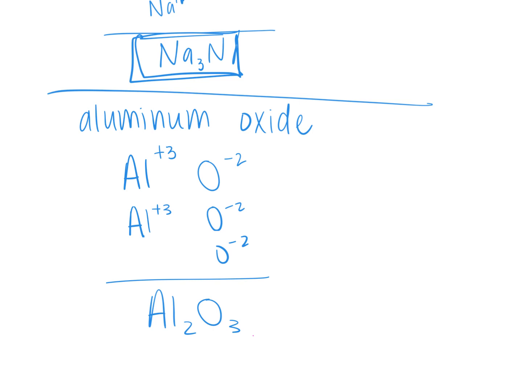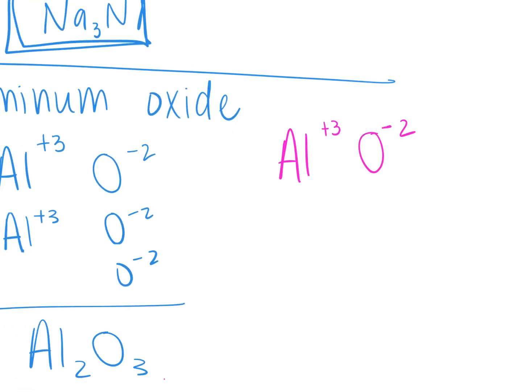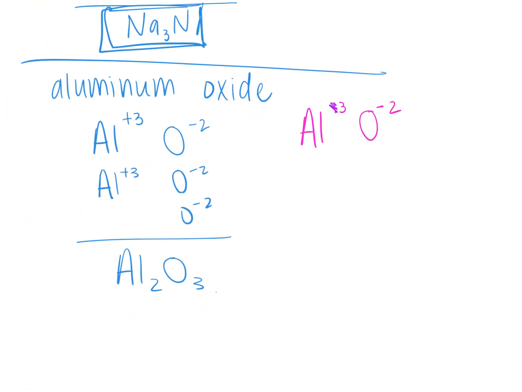I'm going to show you how to do it in half the time. Now I'm going to show you a method that works much quicker. I'm going to start with aluminum, which is plus 3, and oxide, which is minus 2. This is called the crisscross method, and the way it works is this. I ignore the plus and the minus, and I crisscross this charge and this charge down to a subscript, which leaves me with Al2O3.